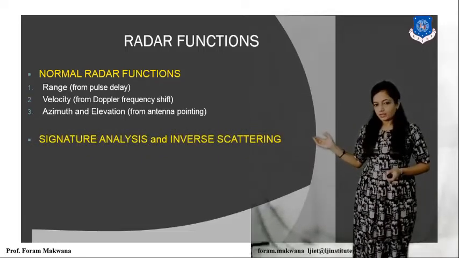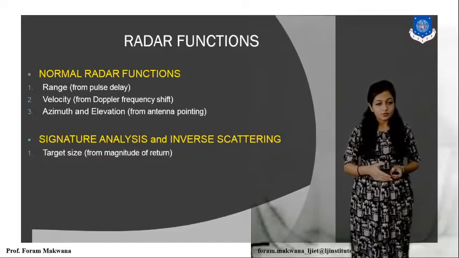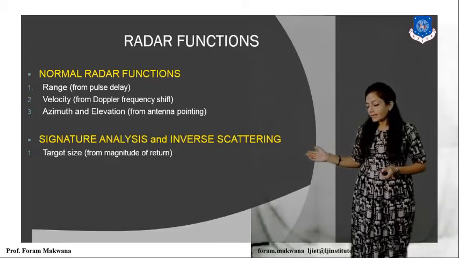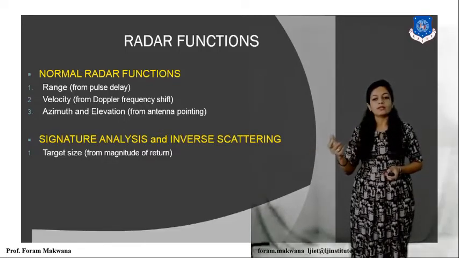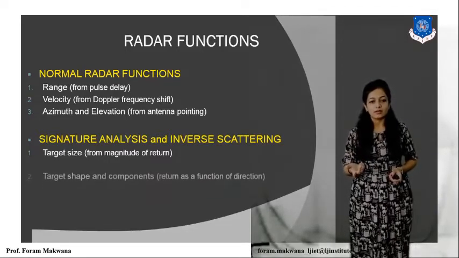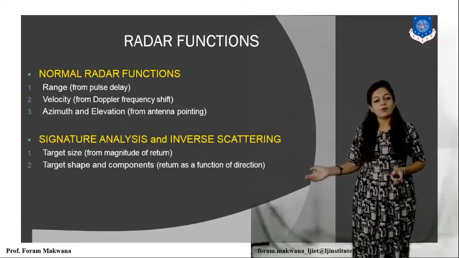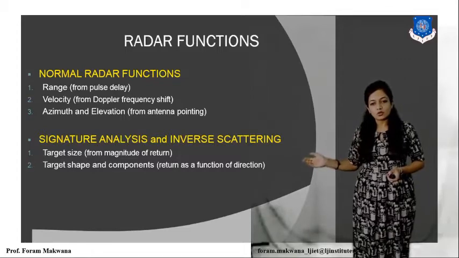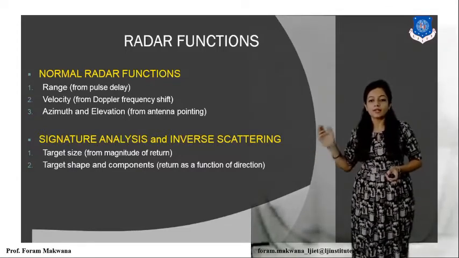Now the signature analysis and the inverse scattering. So it is able to detect the size of the target with the help of the magnitude of my return signal, or we can say the echo signal. Second, what is the shape of the target and what are its components? That is also a function of the echo signal as a function of direction.